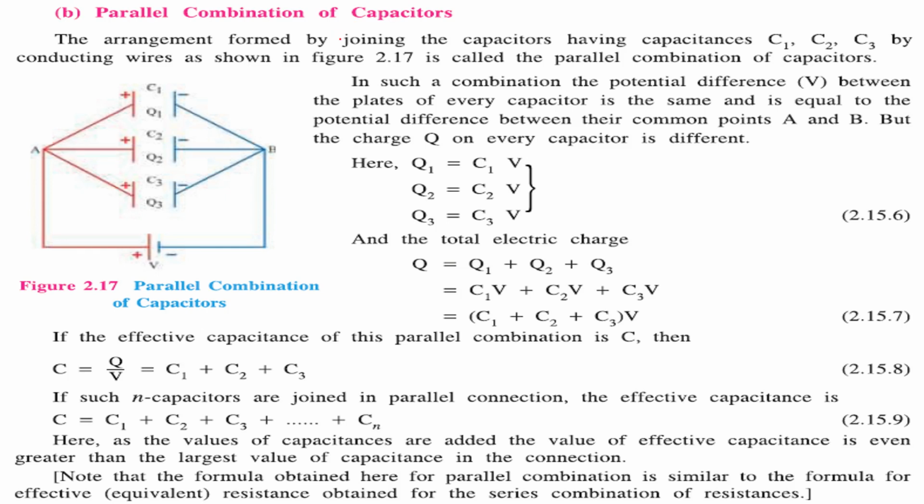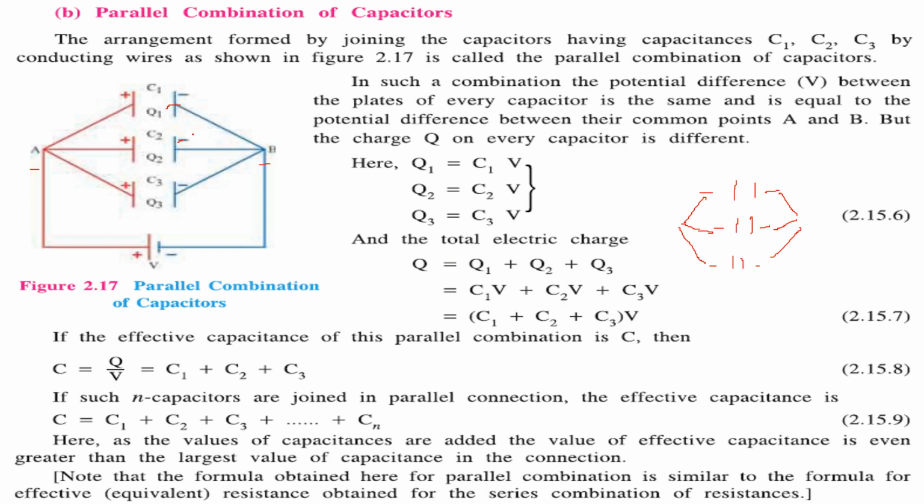Parallel combination of capacitors. We put the capacitors in a formation so that they are in parallel. This one is here, the other is here, the third is here, like this, and they have an equal potential difference between them. So this is point A, point B.